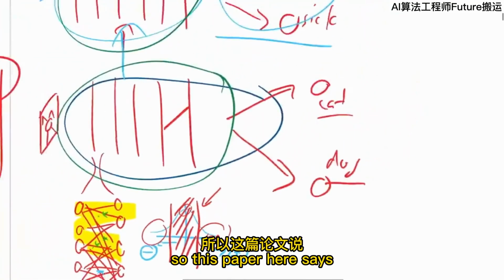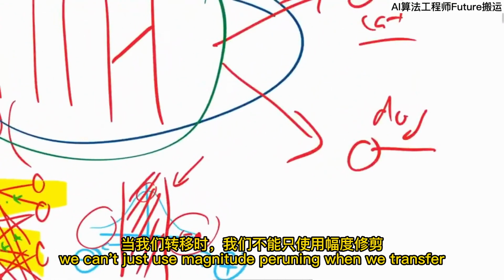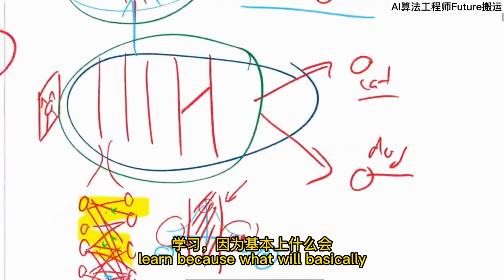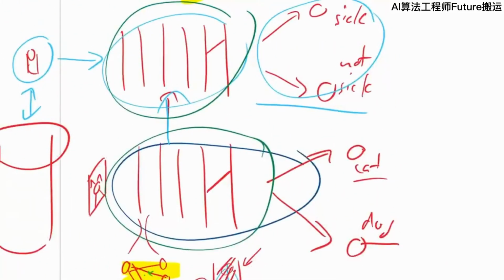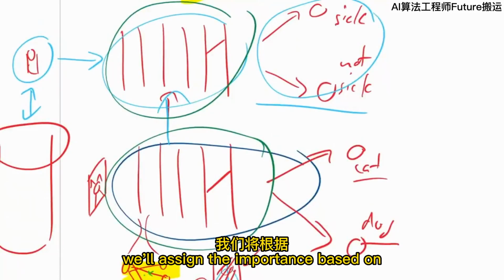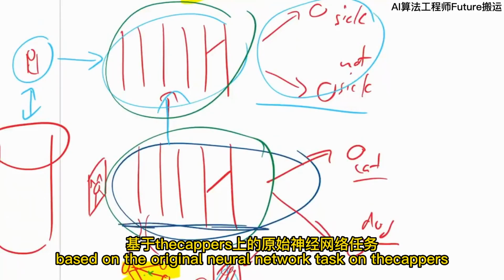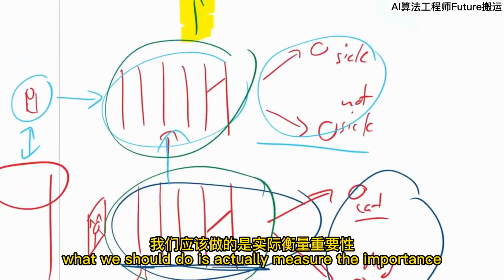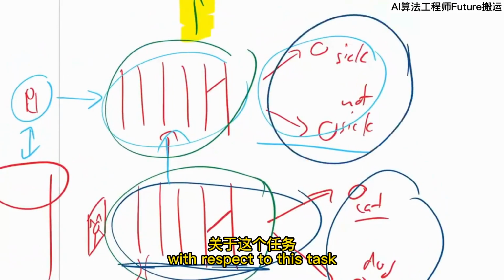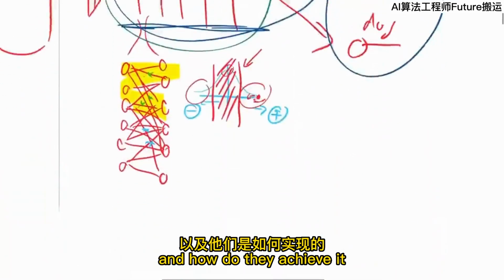So this paper here says we can't just use magnitude pruning when we transfer learn, because what we'll basically do is assign the importance based on the original neural network task, on the cat versus dog. We will misspecify the importance of the weights. What we should do is actually measure the importance with respect to this task. And how do they achieve it?